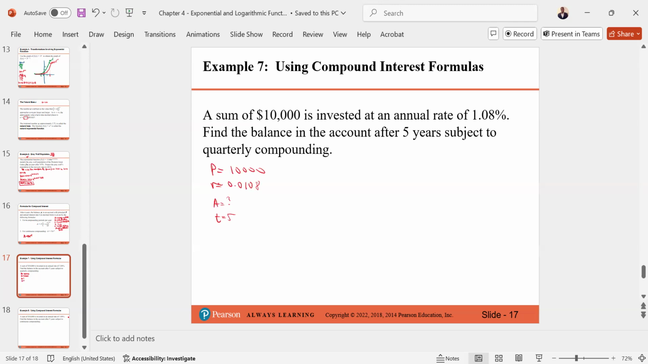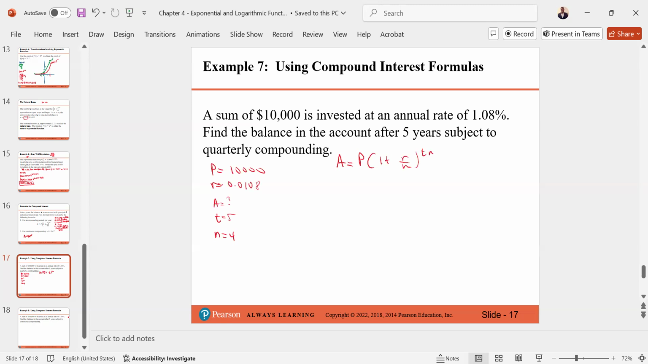Subject to quarterly compound. What do we mean by quarterly compound? So how often per year is this interest paid? Quarterly. Yes, 4 times a year. So it's every 3 months. So N is 4.